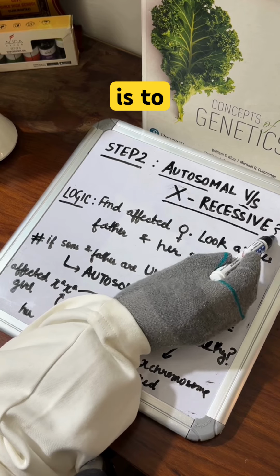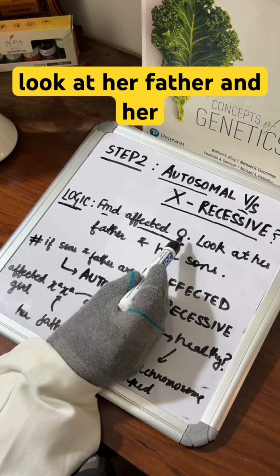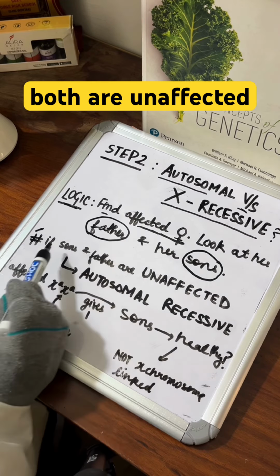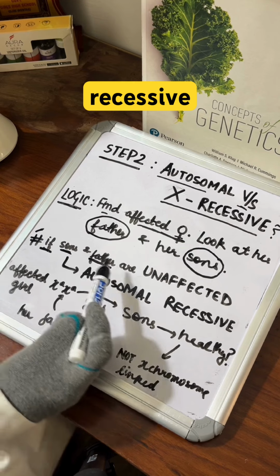Step 2 is to find out if it's autosomal or X recessive disorder. The logic is to find an affected female and look at her father and her sons. If the son and the father both are unaffected, then it's autosomal recessive disorder.